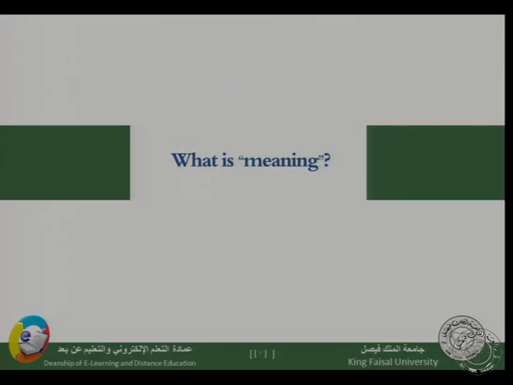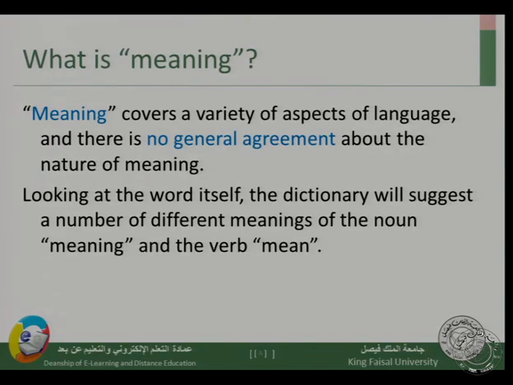Moving on to something else, we said that semantics is a study of meaning. So meaning is an important word here, and what does it mean? What does meaning mean? And this might be circular here. What is the meaning of meaning? So meaning covers a variety of aspects of language, and between semanticists there is no general agreement about the nature of meaning. So you'll find different views about the nature of meaning.